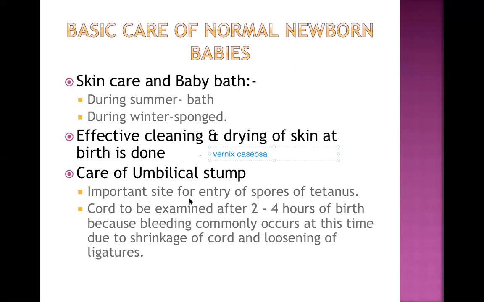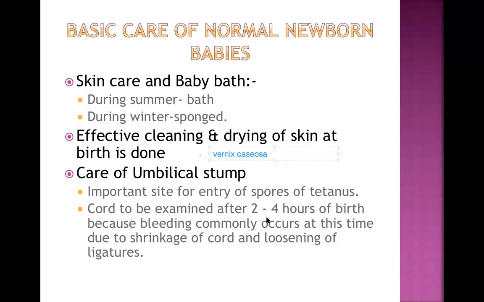How to take care of the umbilical stump now? This is an important site for entry of spores of tetanus. So if the baby is delivered at home, we need a proper sterilized instrument to cut it. You don't use any knife. Whatever knife you get, from the kitchen or some other place, don't use that to cut the umbilical stump. This may be a dangerous thing for the baby. These days, these types of kits are available very commonly in the pharmacy shop. Those should be used.